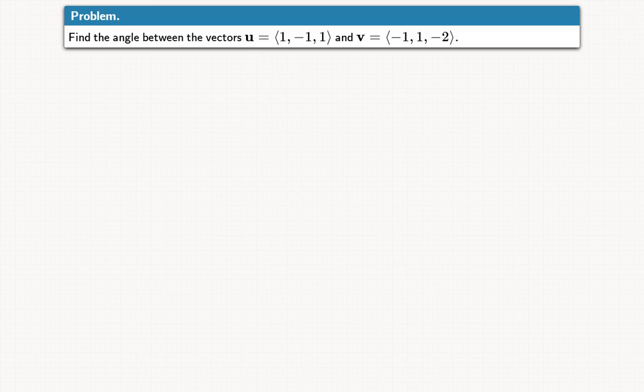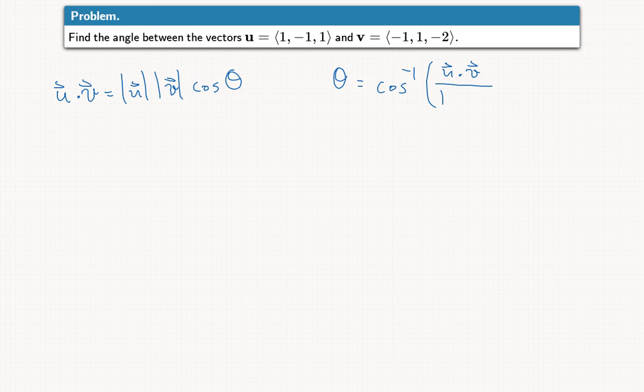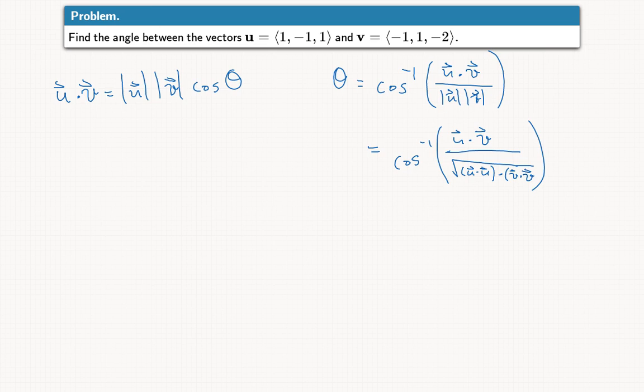Say we're asked to find the angle between two vectors. So if u dot v is length u, length v times cosine of the angle between them, then the angle between them will be arc cos, or cos inverse, of u dot v over length u, length v, or equivalently, cos inverse of u dot v over square root u dot u times, so this is a multiplication of numbers, not another dot product, square root of v dot v.